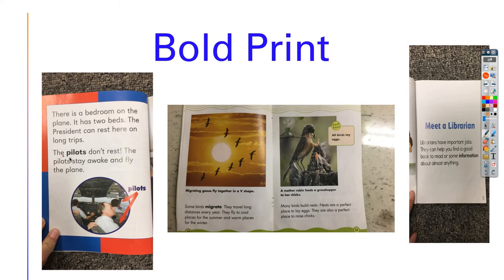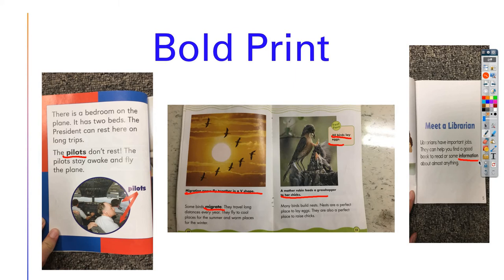Yes, there's a word that's in bold print. It's really, really dark. There's some bold print. Even this stuff is bold print. That's bold print. It's darker than the rest. There's a word right there that's in bold print. Why do you think they make some of the words on the page bold?